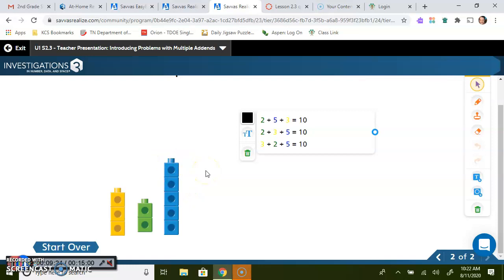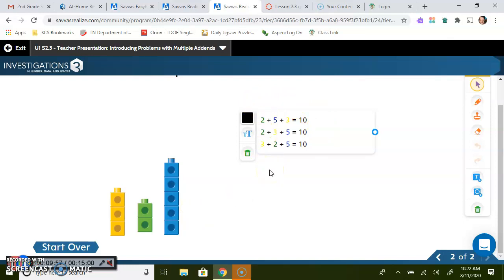Why do you think that 2 plus 5 plus 3 equals 10, 2 plus 3 plus 5 equals 10, and 3 plus 2 plus 5 equals 10? Why would all of those equal 10, but the numbers are in different orders? Absolutely, the number of the cubes didn't change. We just moved around the numbers. So I wonder if that's something that could work all the time.